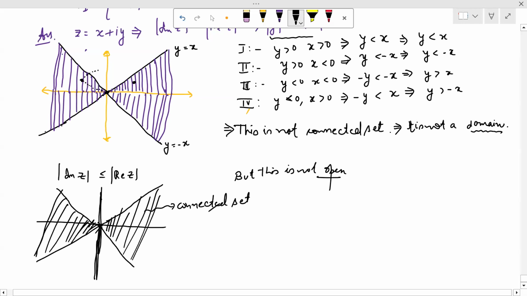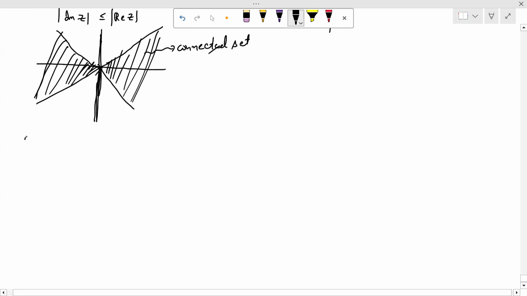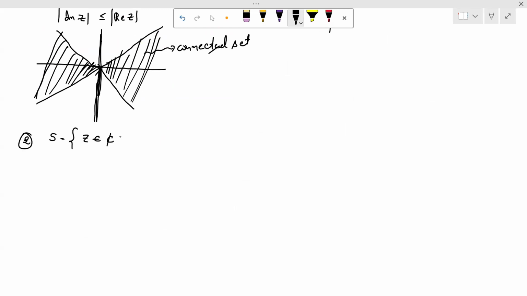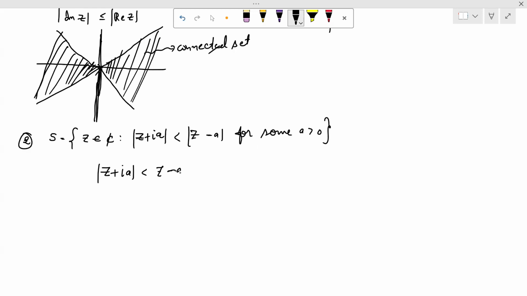So now let us do a few other things. Another question I gave you was the third question, which I think we were doing in the last lecture. So if you have this kind of set, where z belongs to C such that modulus of z plus iota a is less than modulus of z minus a, for some a greater than 0, then what to do? So I'll write modulus of z plus iota a less than modulus of z minus a.